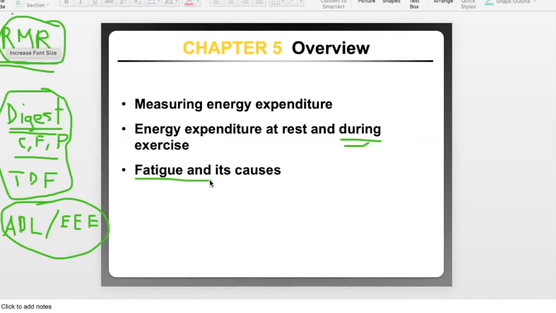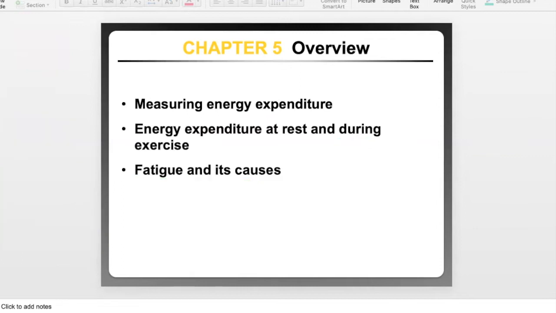And like I said, the chapter talks about fatigue and its various causes. Again, feel free to interrupt at any time if you have any questions.